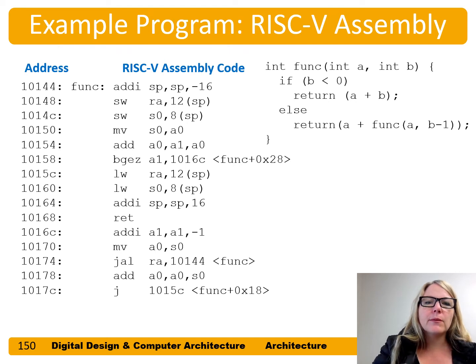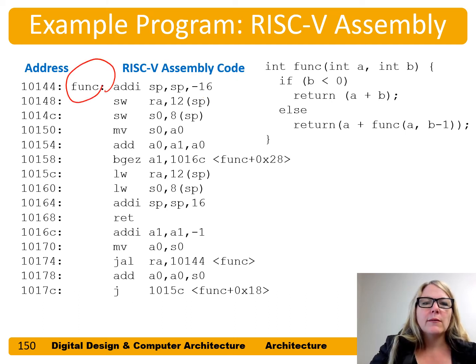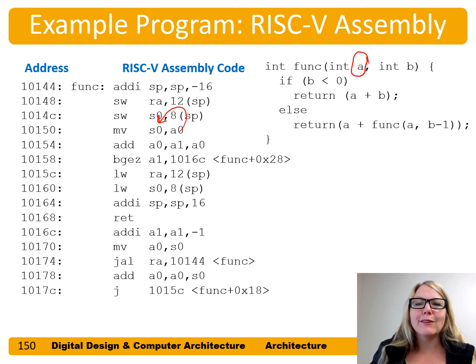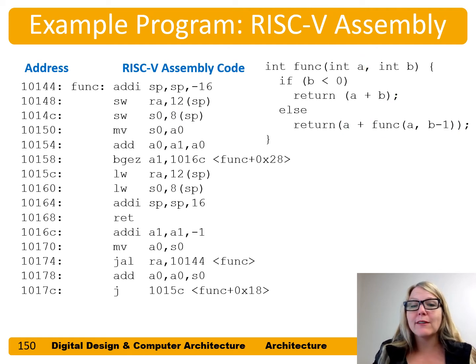And so the first thing the program does is take the stack pointer and decrement it and store some registers on the stack. So RA and S0 are going to be used by the func function. And so the program makes room on the stack and stores those registers on the stack. And then A0 is put into S0. So A0, remember, is the 0th argument of the function. In this case, A is put into S0 because it potentially could be used after a function call. And so we're going to put that into a saved register, so it will be preserved across that function call.